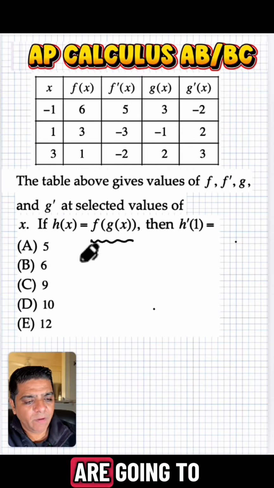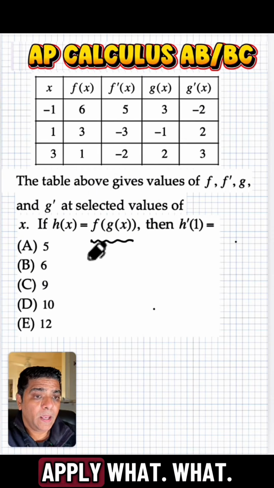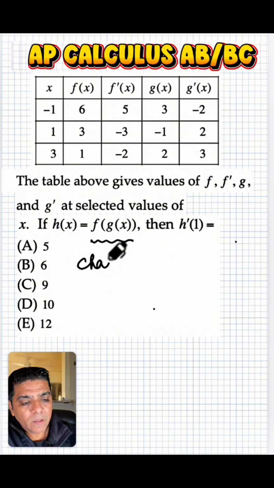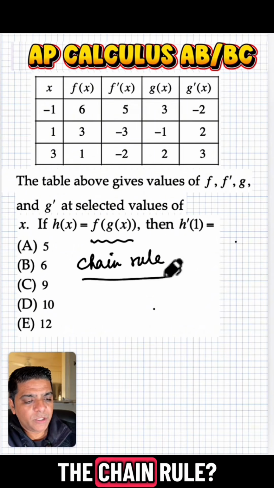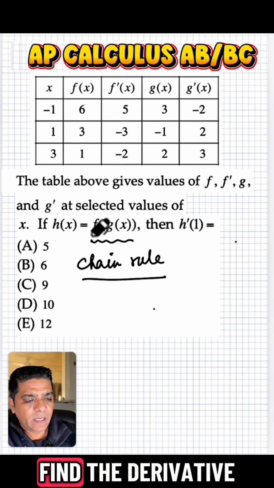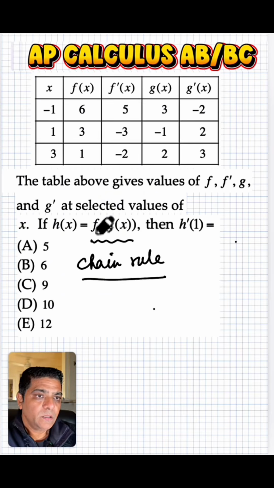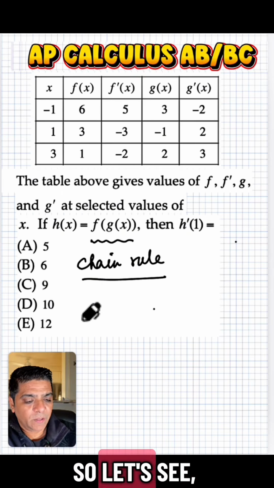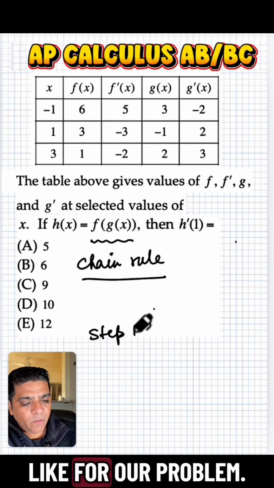then what we are going to do is to apply what is called the chain rule. So what is the chain rule? So here, the chain rule is basically find the derivative of the outer function times the derivative of the inner function. So let's see what that looks like for our problem.